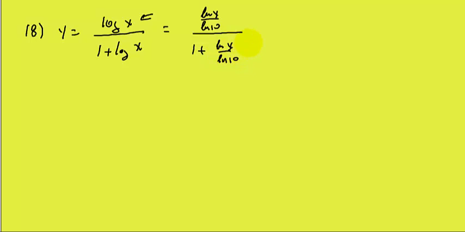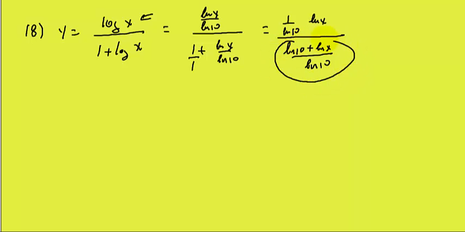You might want to clean this up a little bit using algebra before we take the derivative. You don't have to, but I'm going to. So this is really 1 over ln of 10 times ln of x, all that over, the common denominator is ln of 10, so ln of 10 plus ln of x, all over ln of 10. Then this gets flipped, the ln of 10 ends up on the top and this ends up on the bottom. The ln of 10s cancel out, so this simplifies to ln of x over ln of 10 plus ln of x.